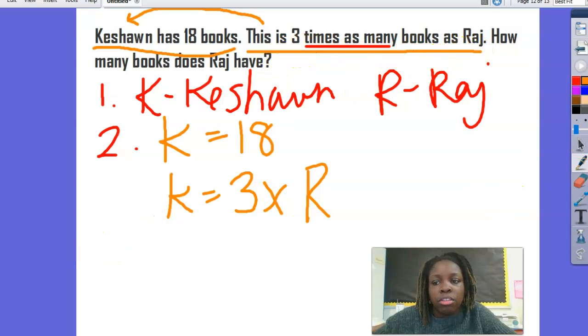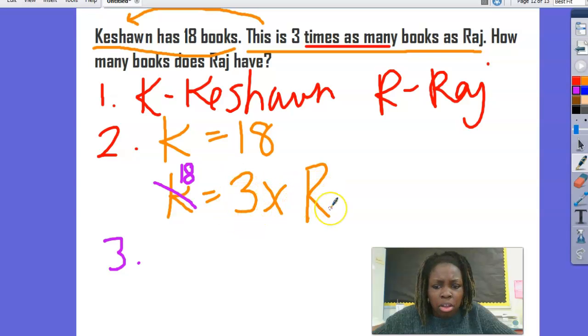All right. Third step is to go ahead and solve this problem. So what letter do we know? Do I know what my K is, or do I know what my R is in this equation? Great, I know what my K is. K equals 18. So I have to cross out K. I can't cross out R because I don't know what R is. But I know K equals 18, so I'm going to cross out K and put 18. So I have 18 equals 3 times R.